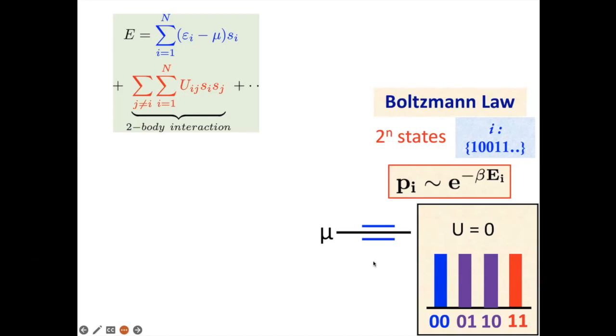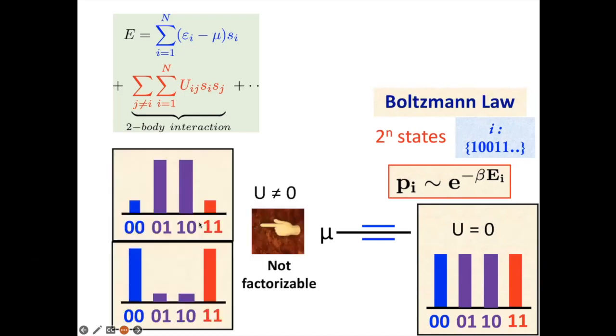equally likely. But if you have interactions, then you could have a situation where 0, 1 and 1, 0 are highly occupied, or 0, 0 and 1, 1 are highly occupied, depending on whether the interaction is attractive or repulsive. And this kind of distribution is not factorizable at all. Okay?